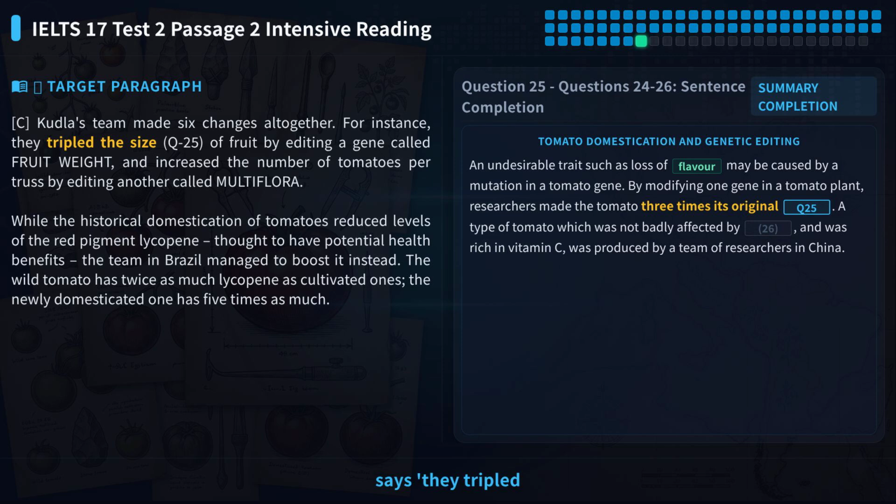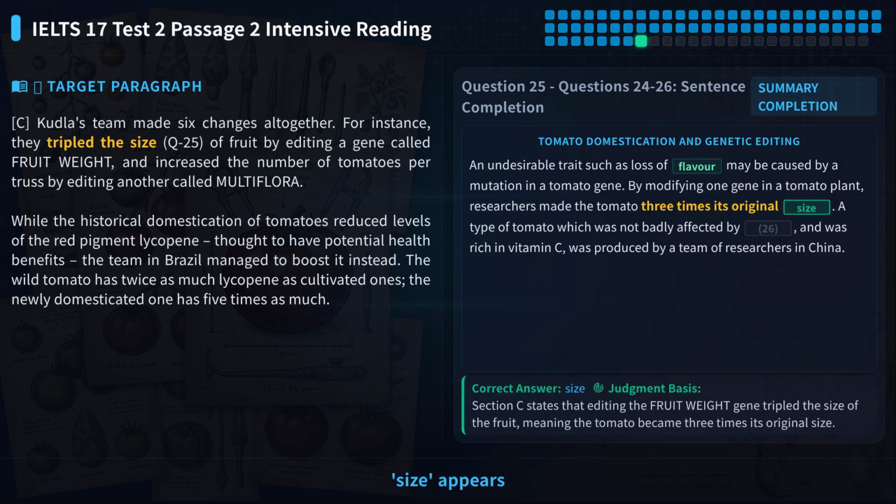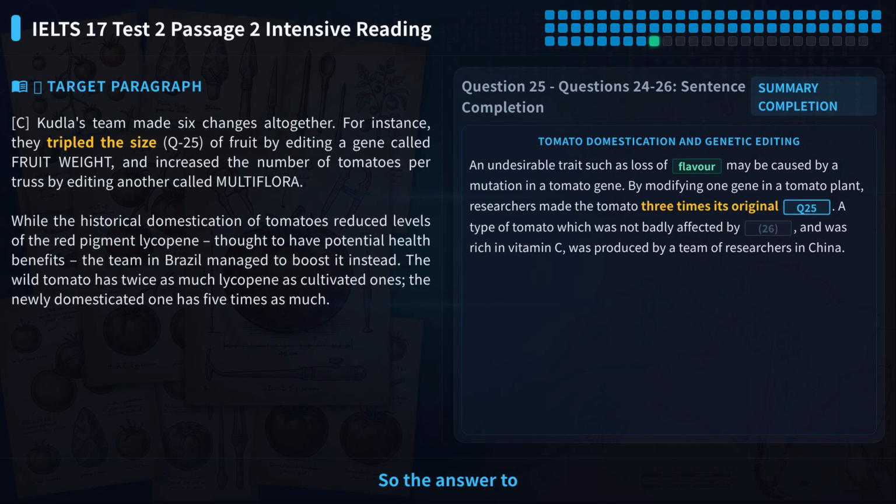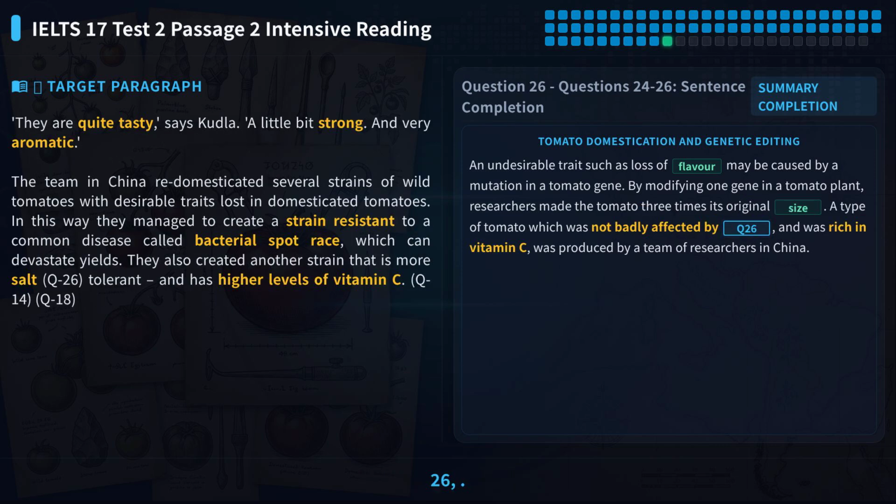The original text says, they tripled the size of fruit. Notice the word size appears directly here. The blank in the statement is right after size of, so the answer is size. This word is directly given in the original text, no need for synonym replacement. So the answer to question 25 is size. Let's look at question 26.